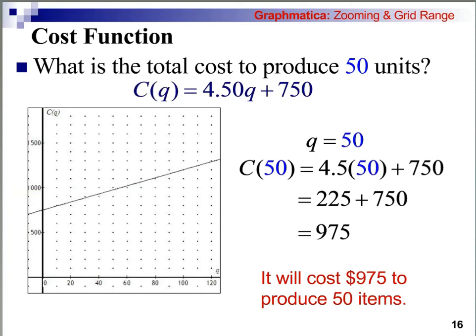Now, you can actually see this on the graph. If we go to the horizontal axis, the Q axis here, we can locate where Q is equal to 50, and then we go from the horizontal axis up to the line, we place a dot there, and then when we go directly over to the vertical axis, which is the cost axis, we see that that value is just below 1,000, and the actual numerical value is 975.